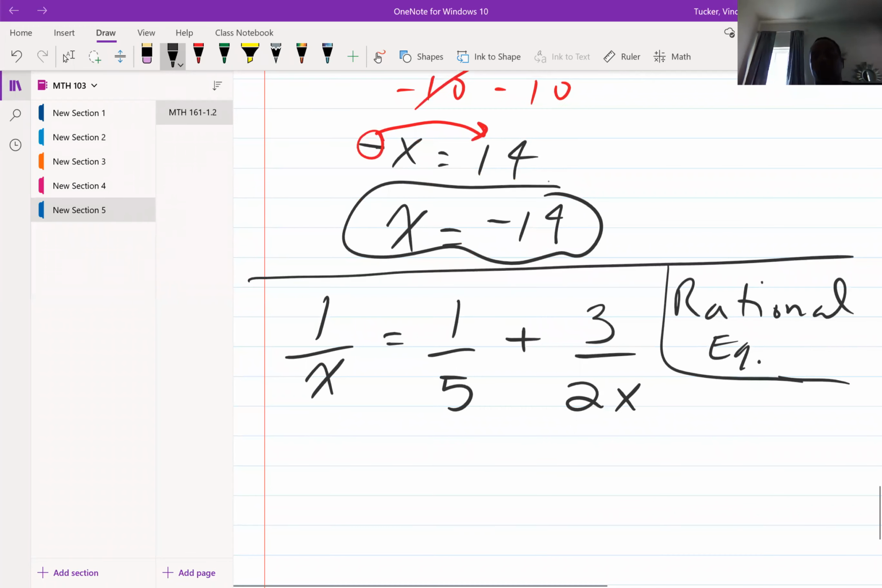So looking at solving rational equations, we want to do the same thing that we just did for the last problem. We want to find the LCD. We have x, 5, and 2x. If we were to look at the smallest term that each one of those could divide into.